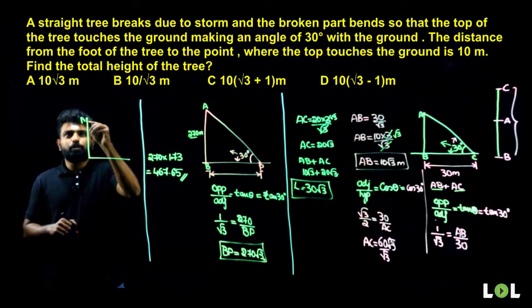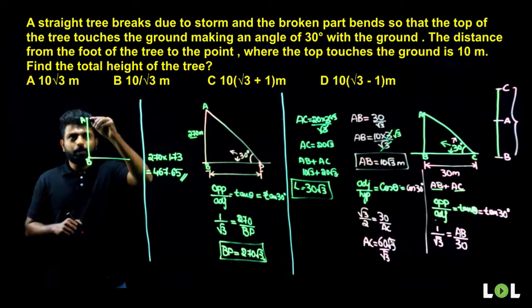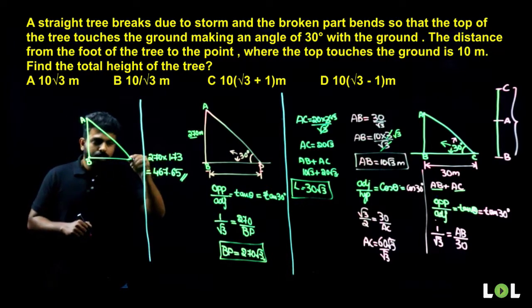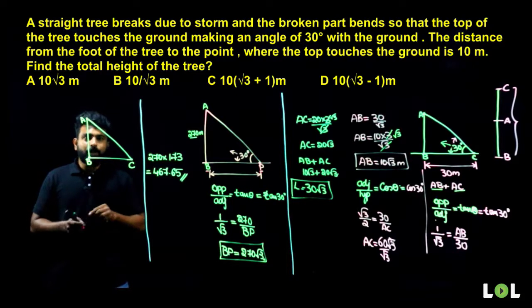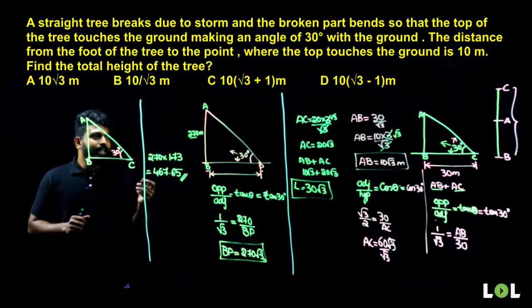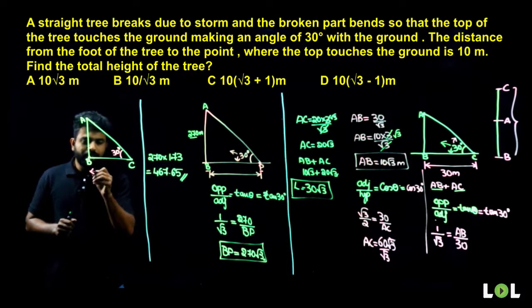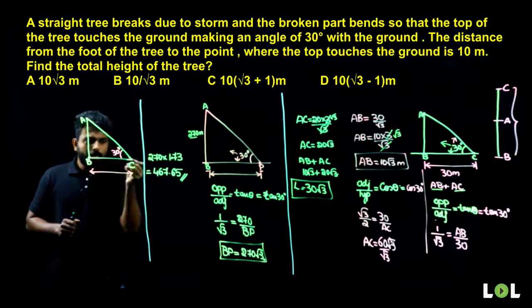So I'll consider this point as A, and I'll consider the root of the tree that is touching the ground as B. Now the broken part also touches the ground at this point, C. They're telling that the broken part makes an angle of 30 degrees with the ground. So what else are they telling? They're telling that where the top touches the ground is 10 meters. This distance here, B to C, root to the point where it touches the ground, is 10 meters.